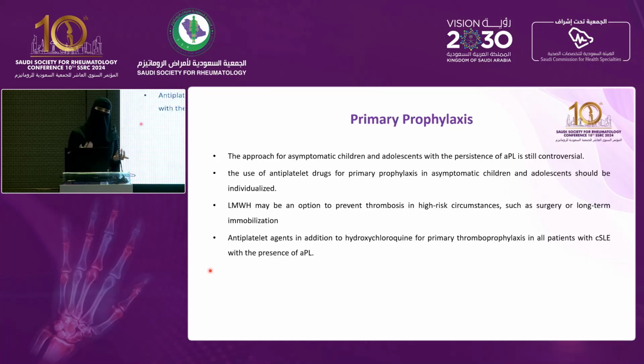As primary prophylaxis for antiphospholipid syndrome, if we have an SLE patient with antibody positivity, we will give antiplatelet therapy. Otherwise, there is no strong evidence for giving primary prophylaxis to all patients with antiphospholipid antibody positivity, especially if the patient is asymptomatic. If the patient is asymptomatic, he doesn't need to be exposed to this medication unless he will undergo surgery or long-term immobilization. Low molecular weight heparin can be given to a patient who has positive antibody but is asymptomatic.